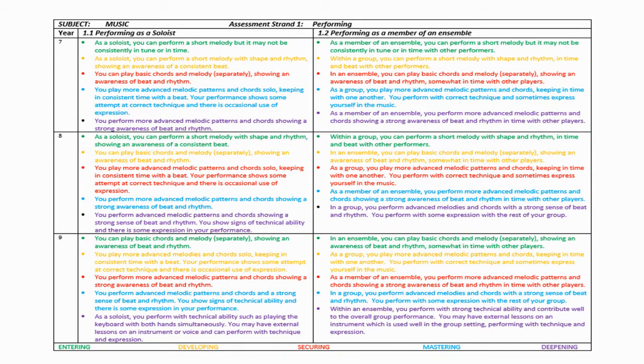It's also important for you to see this. Students will be provided with an assessment criteria for a subject. Students know exactly what they need to do to achieve a certain grade. In this example for music, you will see a green is entering, yellow is developing, red is securing, blue is mastering, and a purple is deepening. Students therefore know exactly what needs to be done to achieve a certain grade and to make the next step.